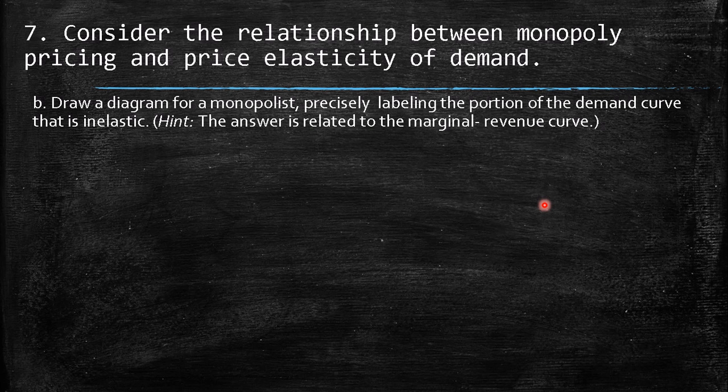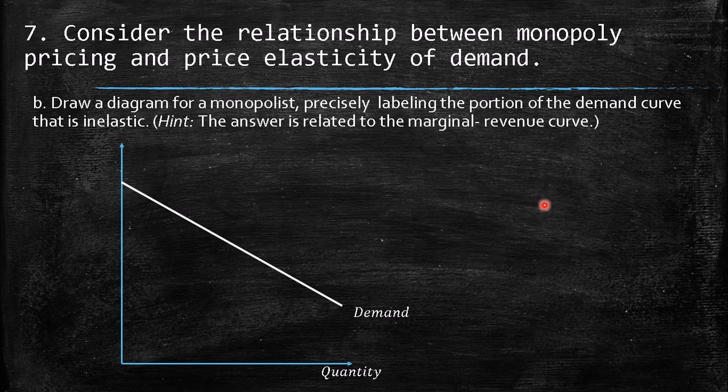Then the other question says, B: draw a diagram of a monopolist, precisely labeling the portion of the demand curve that is inelastic. As a hint, the answer is related to the marginal revenue curve. So here we have the scheme that we usually set, in which on the x-axis we have the quantities. Here we have the price, and here we have the demand, as usual, a downward-sloping shape, and the marginal revenue, which is steeper than the demand.